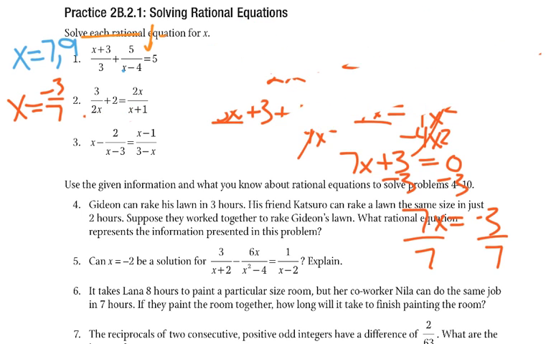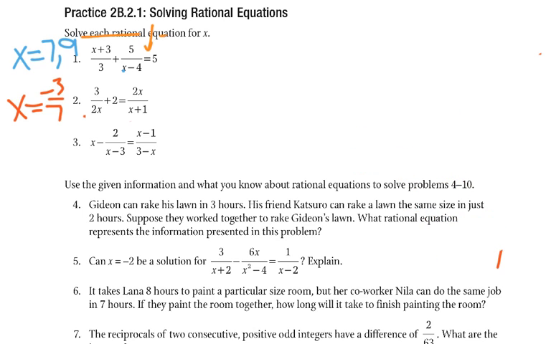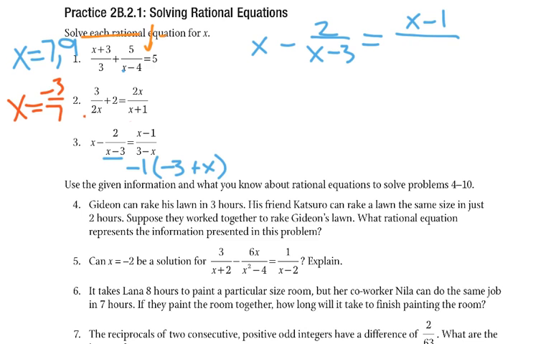Okay, now let's take a look at number 3. Okay, so we've got x minus 3, then 3 minus x. But if I first take out a negative 1 from that, I would have negative 3 plus x. So if I go x minus 2 over x minus 3 equals x minus 1 over negative 1 times negative 3 plus x, okay, which would be x minus 3. So we multiply by x minus 3 to everything. At negative 1, it's like I'm multiplying by that whole thing.